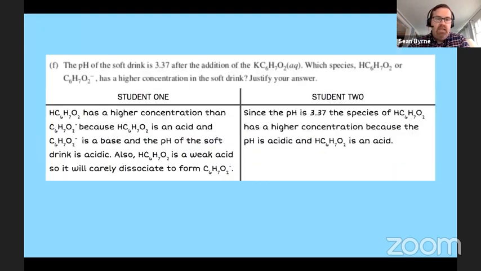Last part of the problem, let's look at student 1 and student 2 again. This question is asking us which species, the acid or conjugate base, has a higher concentration in the soft drink when the pH is 3.37.